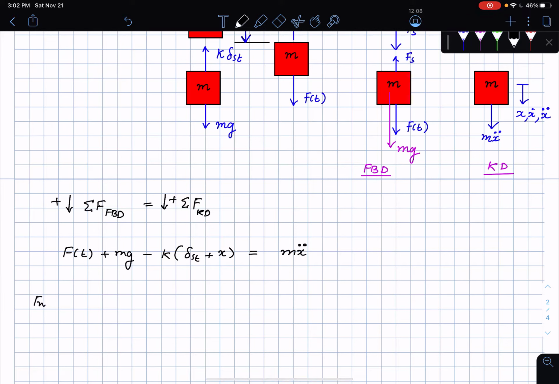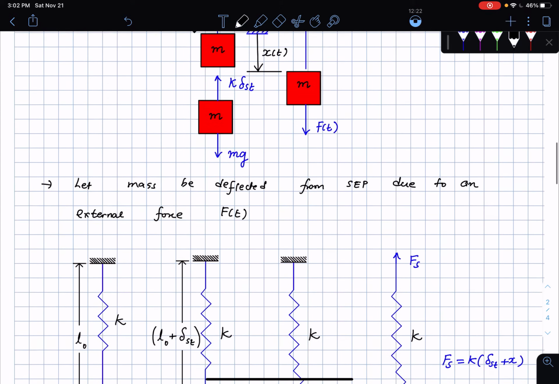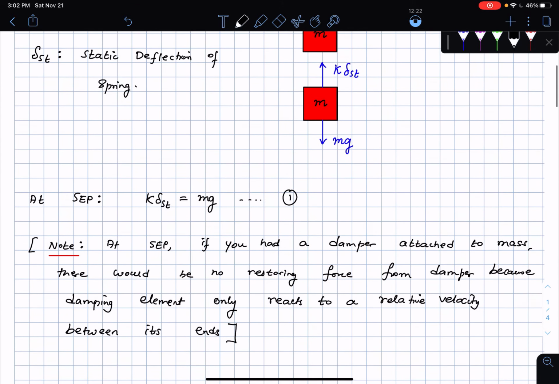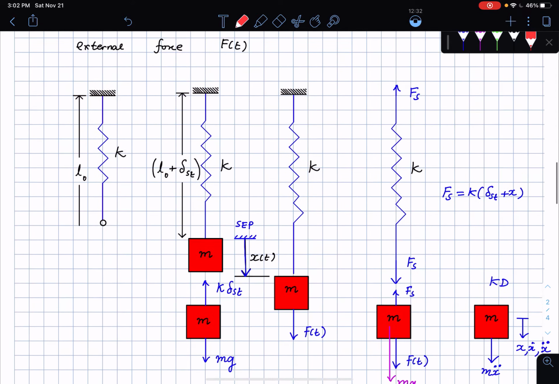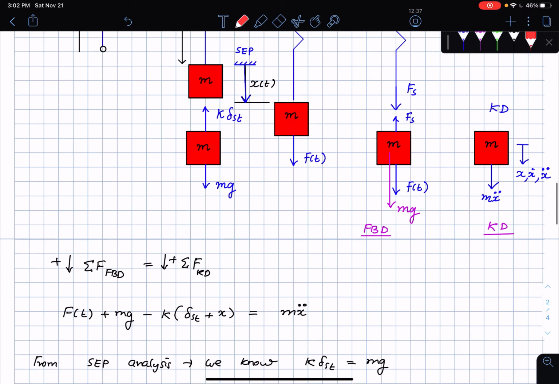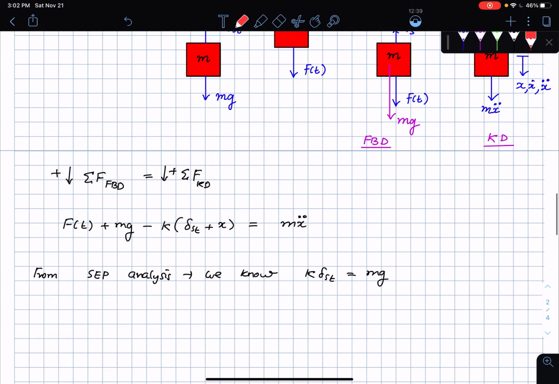Okay, and if this is the situation, I already know, from SEP analysis, we know k times delta static is equal to mg. This is what we had written down as equation 1, if you recall. This was at the static equilibrium position, and this is the relationship that I'm making use of as the dynamic motion takes place due to the applied force. So if I do the substitutions now, here is what I end up getting.